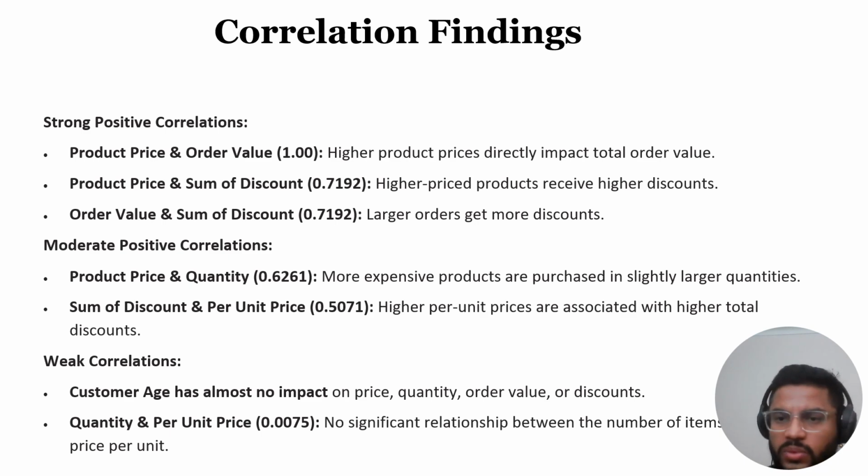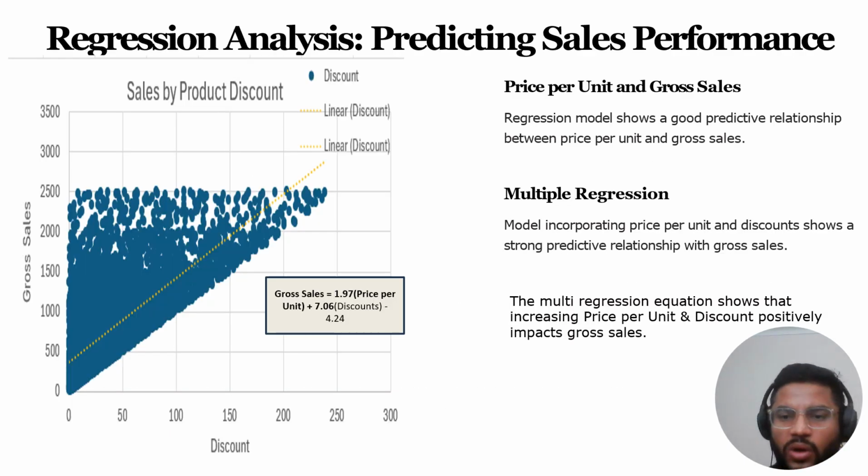Okay, let's jump to the next slide. This slide talks about the regression models we use. We use single and multiple regression models. So first thing we found out was price per unit with the gross sales. The regression model showed us a good predictive relationship between price and gross sales. On the left side, you can also see the regression model.